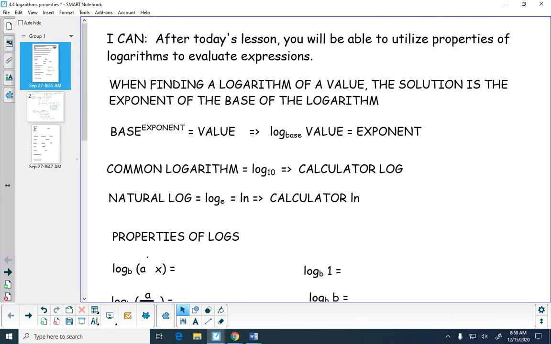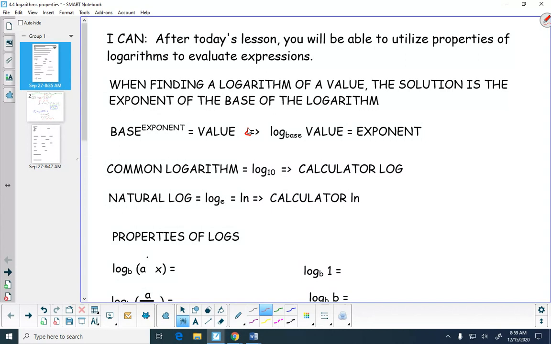Looking at the notes, they should still be in your packet. This is the last of your notes. What I've added here at the beginning is a lot of review of what we dealt with with respect to logarithms. When finding a logarithm of a value, the solution is the exponent to the base of the logarithm. Then we have the base to the exponent is equal to a value. And this will go both ways: base, exponent, equal value; log of base for the value is equal to an exponent.